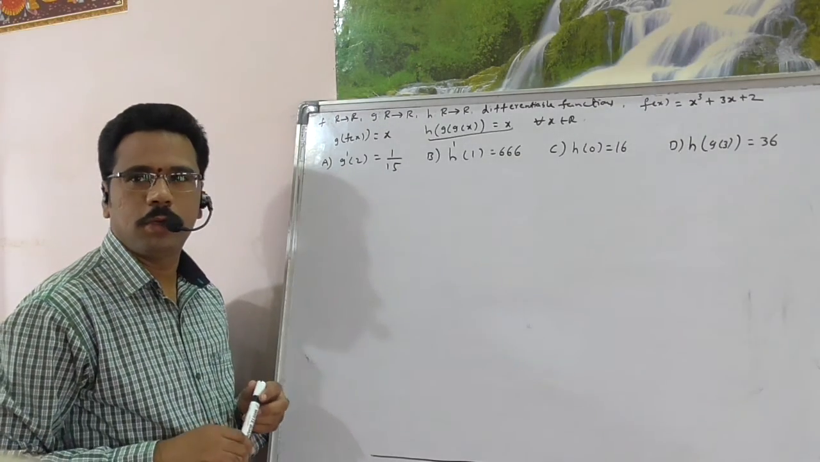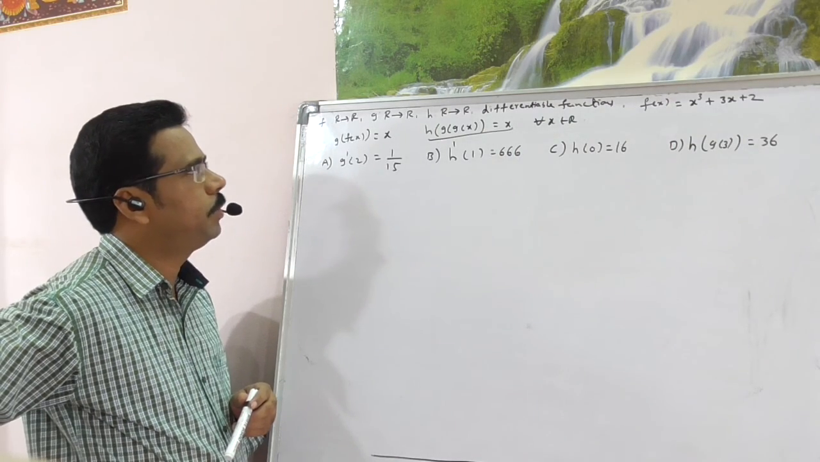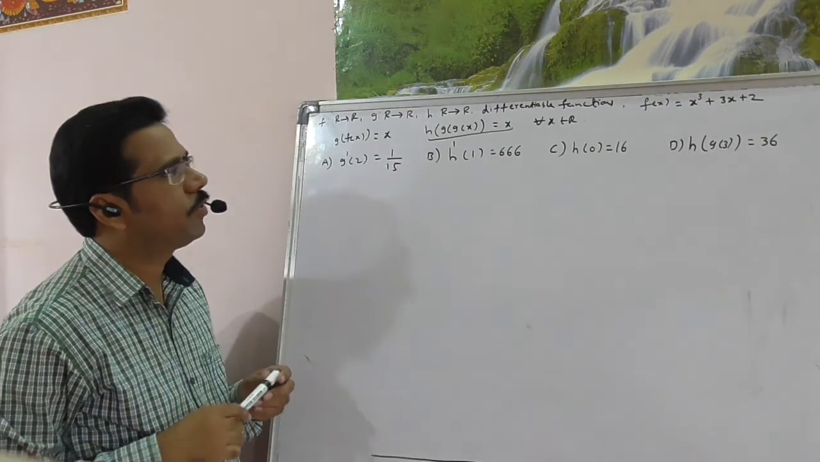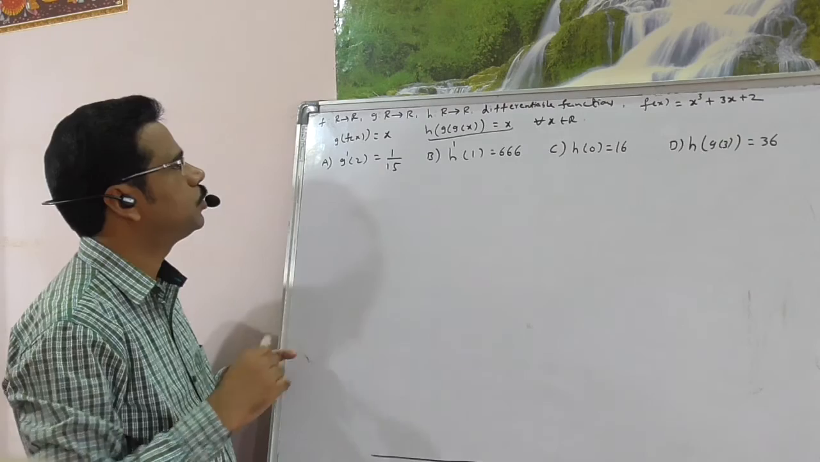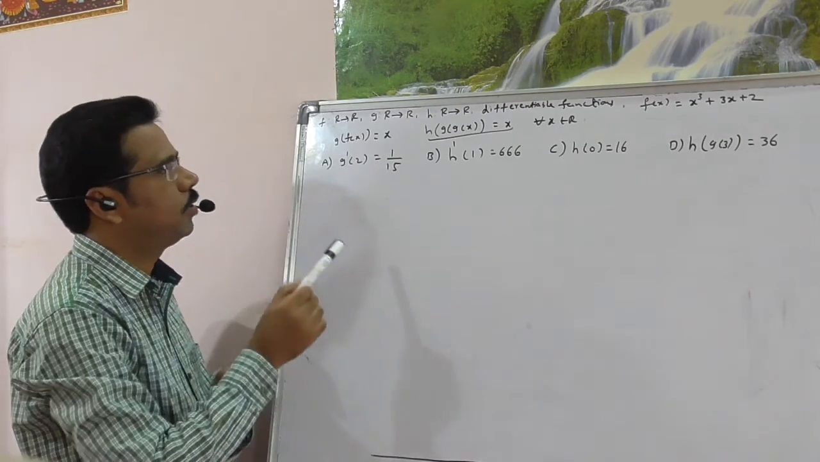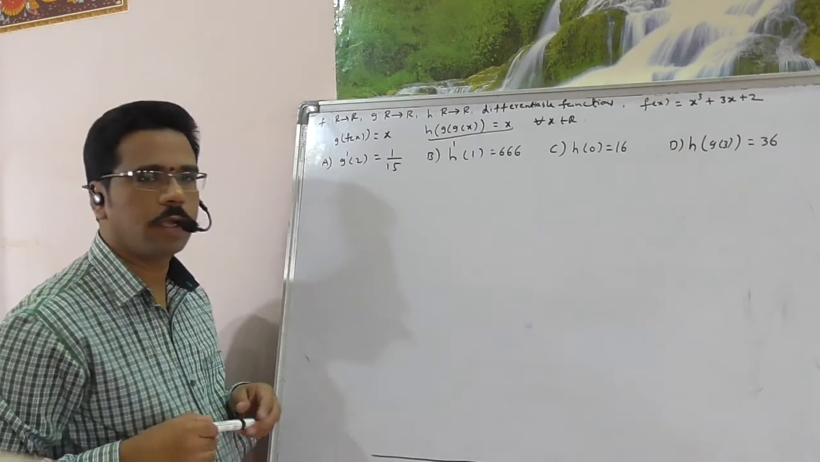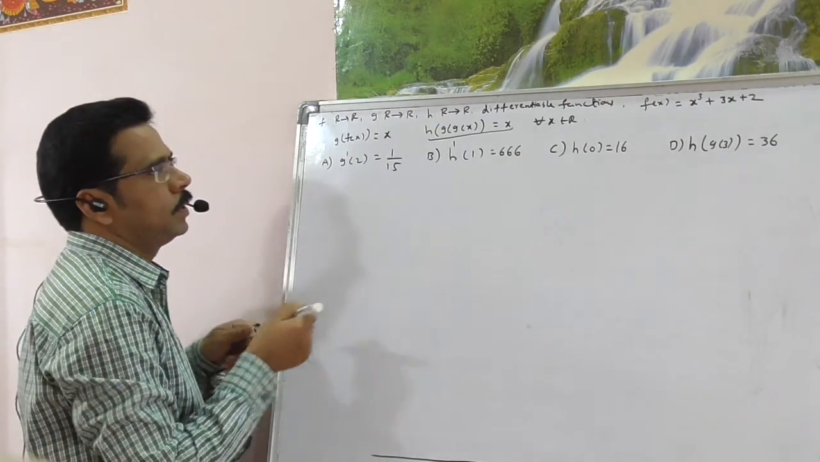This question is from JEE Advanced 2016, paper 1. F, G, H are differentiable functions. F of x is equal to x cube plus 3x plus 2. G of f of x is equal to x. H of g of x is equal to x. Options are given, and this is a one or more than one option type question.